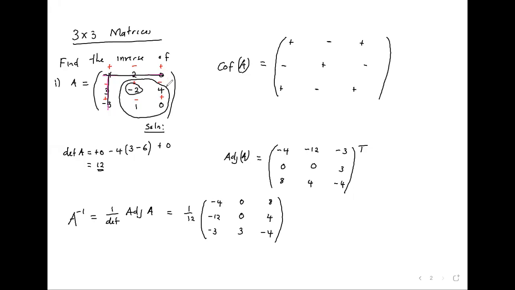Okay, so -2 by 0, we get 0, minus 1 by 4, we get -4. So we have -4 here.